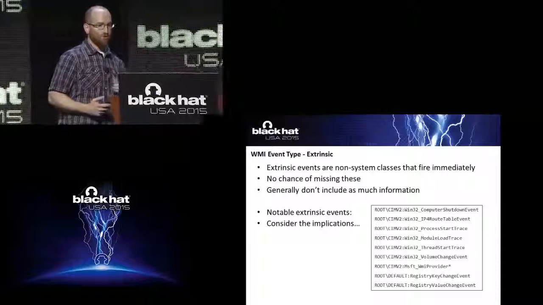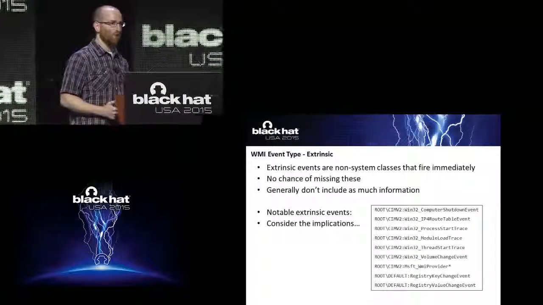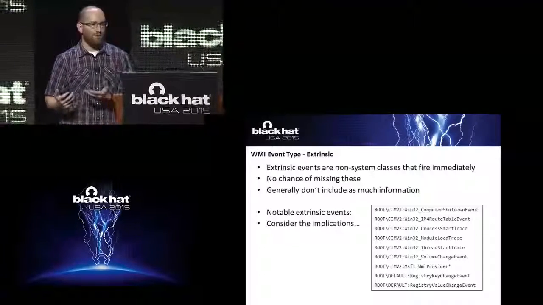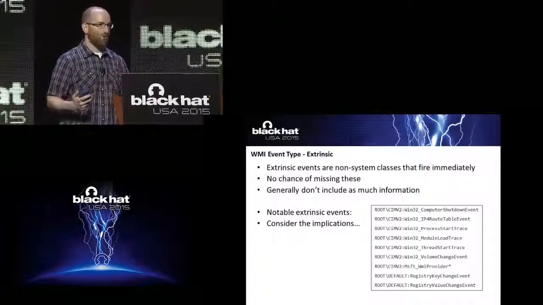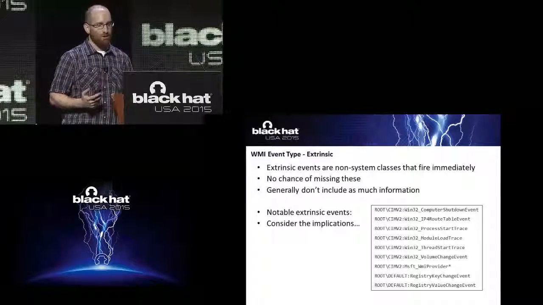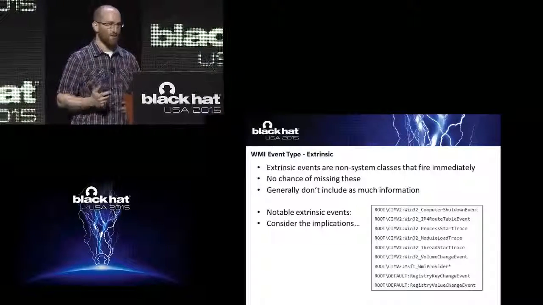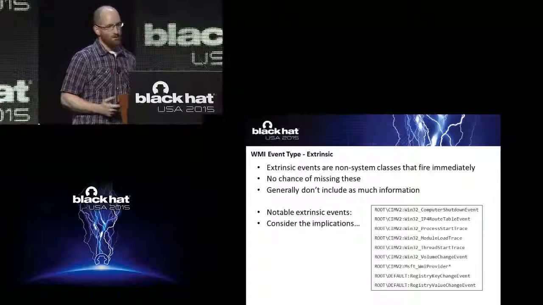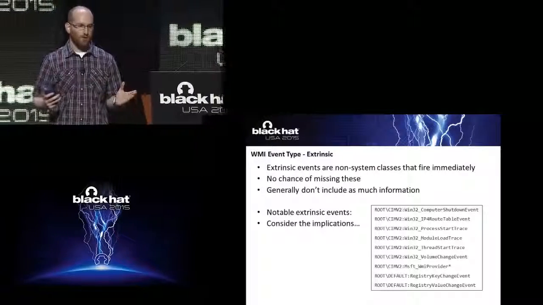All right, so Win32 process start trace. This fires immediately upon any process starting. So imagine there was some process, like an executable name that you were targeting, I don't know, like procexp.exe, and upon triggering that, you would just go and kill that process. You could really get creative with these here.